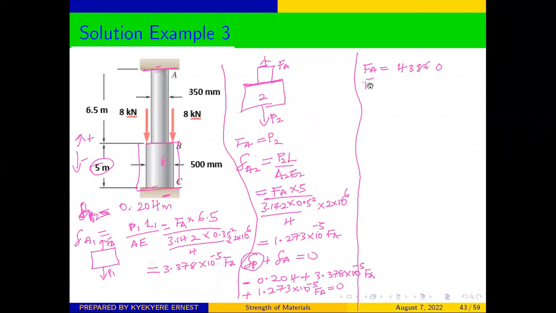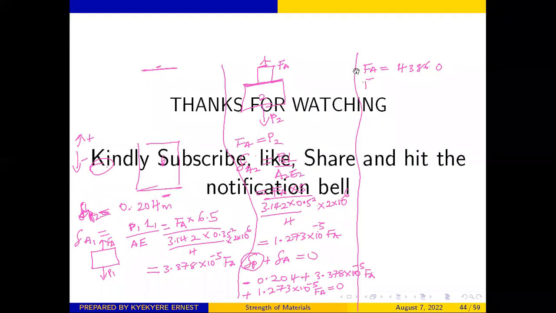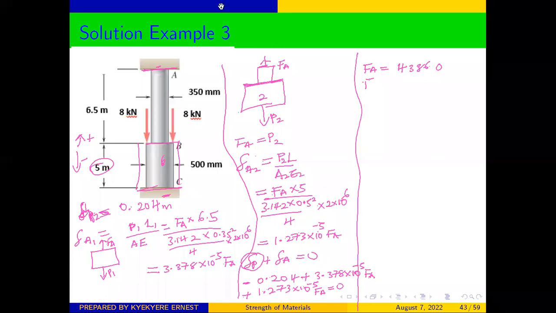So we can say that FA is equal to 4.4, this is approximately 4.4 kilonewtons. And putting this FA into the first equation we wrote for the free body diagram, the first equation we wrote, you can go back and check.